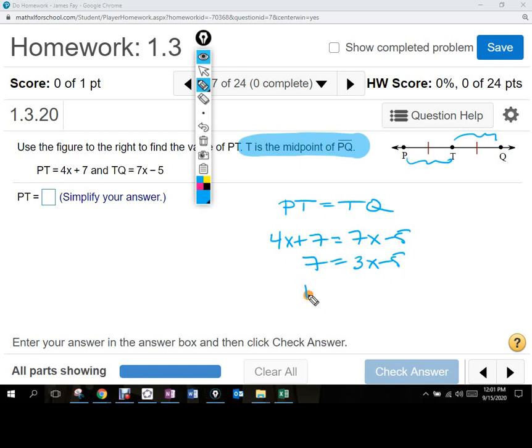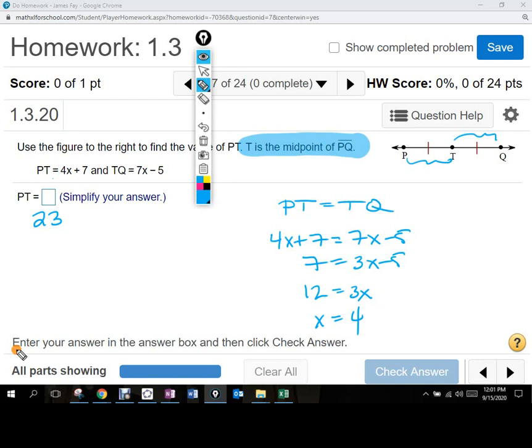I'll move my 5 over, divide by 3, I get x to be 4, right? Like I said, I get a lot of answers right there to be 4. Is that what PT is? PT is not 4. PT is 4 times 4, which is 16, plus 7 then. PT is 23. So the biggest errors are not necessarily mathematical or geometric errors that we make.